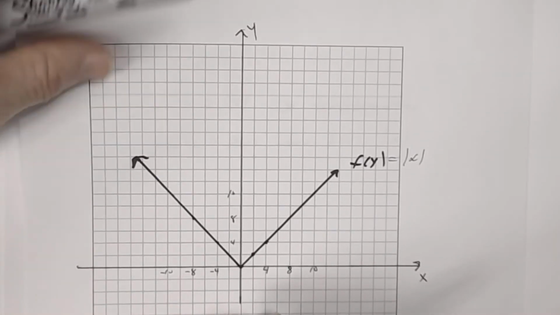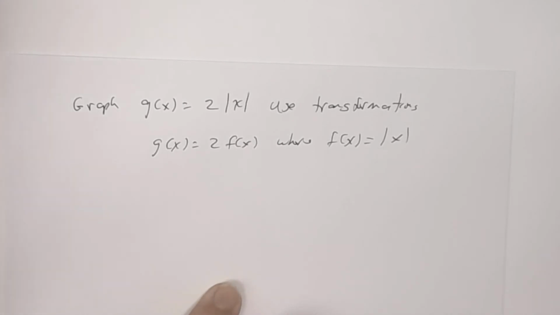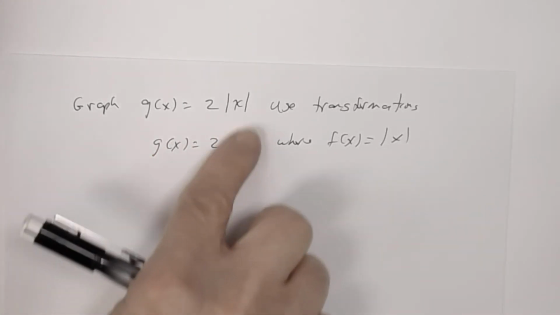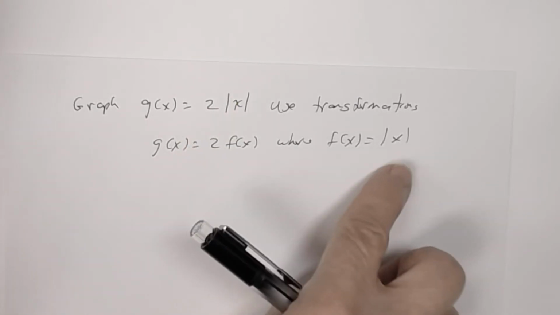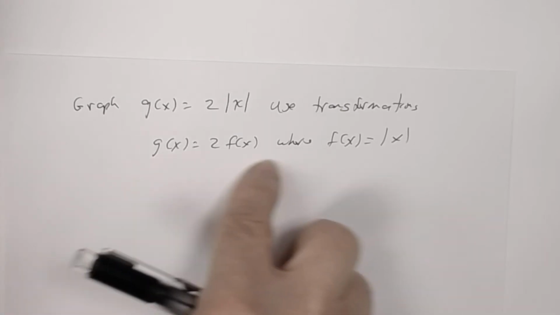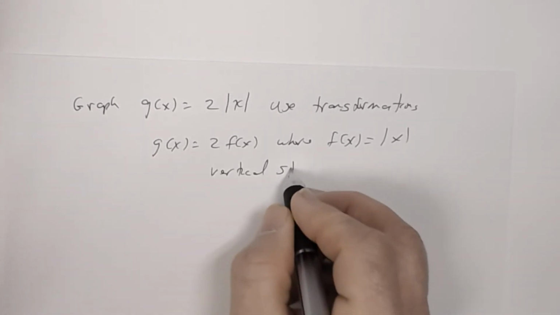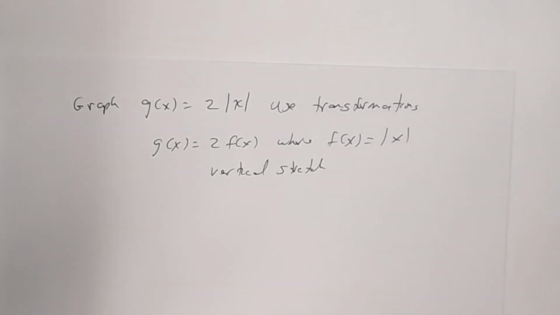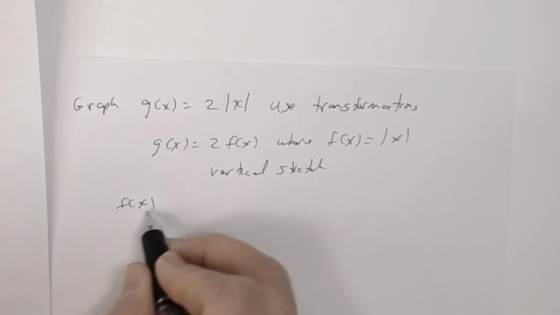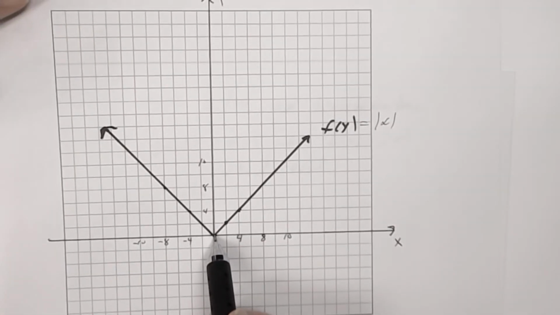What I want to do, though, is graph g of x, which is 2 times the absolute value of x. So remember, you got to think like this. So you know you can write this as 2 times f of x, where f of x is the absolute value of x. So this is a vertical stretch. Okay? So let's see what happens. So remember this is a point in f of x. So f of x, let's look at the point. So the vertex here is (0, 0).